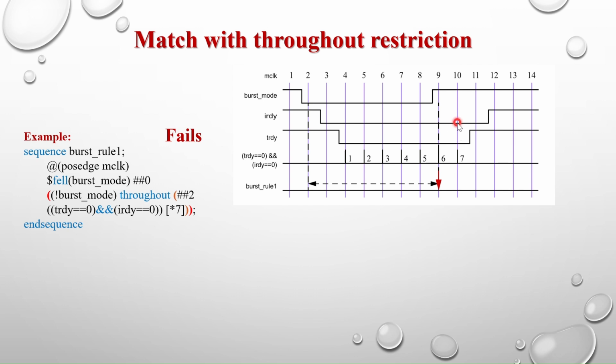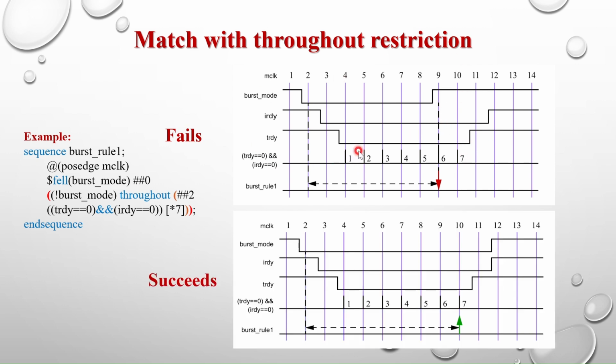But before ending the sequence, this burst mode goes high. In the 9th clock tick, the burst mode is high, right? It is 1. It's not 0. So that's why it failed here. Throughout means this burst mode should be true throughout the sequence. That means here 7 times repetition will end at the 10th clock cycle, but it got asserted high at the 9th clock tick. So that's why this sequence failed.